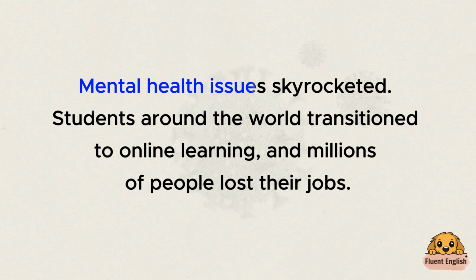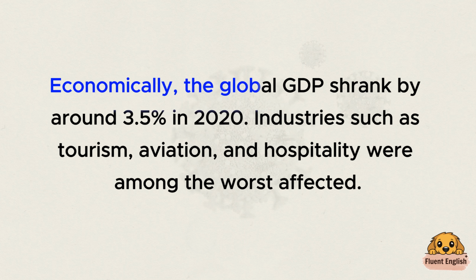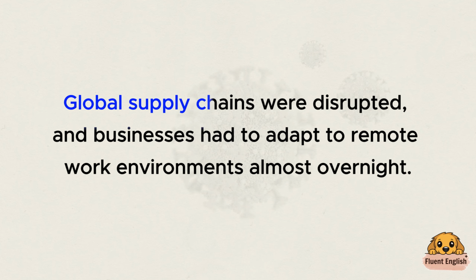Mental health issues skyrocketed. Students around the world transitioned to online learning, and millions of people lost their jobs. Economically, the global GDP shrank by around 3.5% in 2020. Industries such as tourism, aviation, and hospitality were among the worst affected. Global supply chains were disrupted, and businesses had to adapt to remote work environments almost overnight.